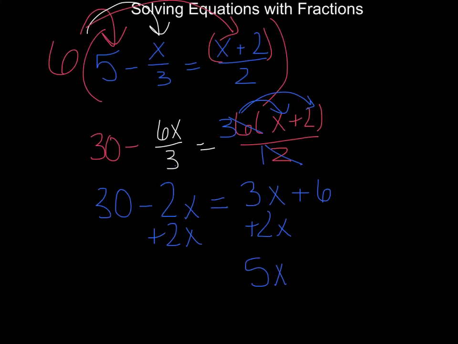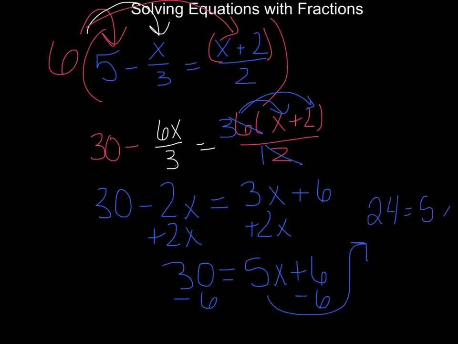So I have 5x plus 6 equals 30. I'm going to subtract 6 from both sides, and I'm going to bring it up here. 24 is equal to 5x. And when I divide both sides by 5, I get x equals 24 fifths.